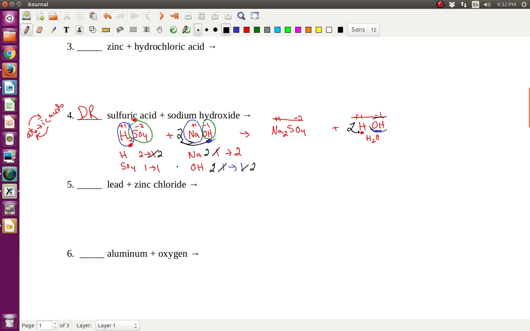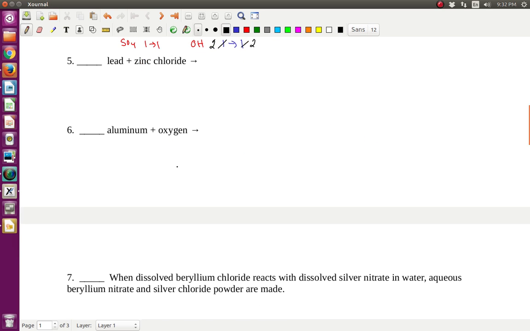Alright, now let's do number 6 together. We have aluminum, and it's not diatomic, plus oxygen, and oxygen is one of the diatomics. Hydrogen, nitrogen, oxygen, fluorine, chlorine, bromine, iodine. So oxygen. Now, the only thing we can do here, we have 2 singles. What's the only thing they can do? The only thing they can do is come together to make something.